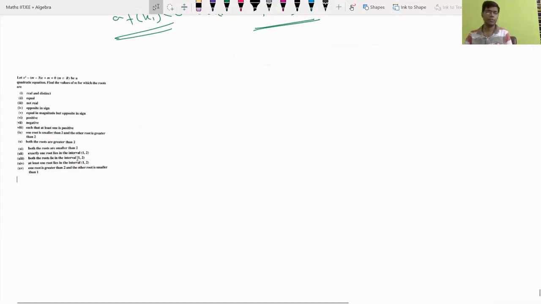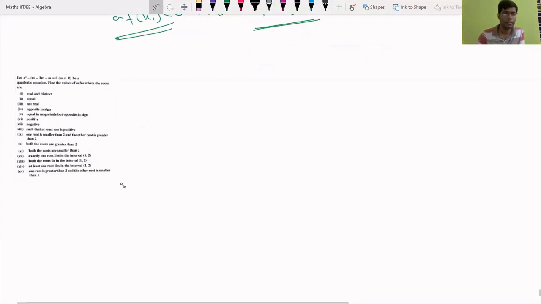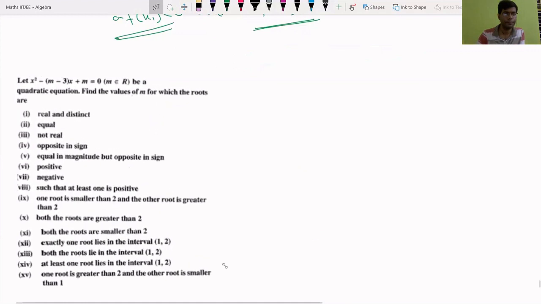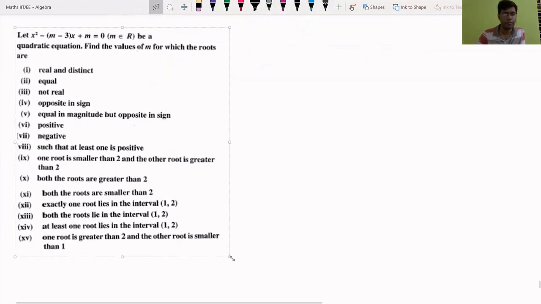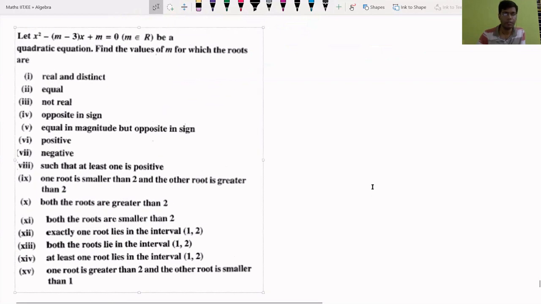So let's do this question. Let's make it a little bigger. Yeah, it has a lot of bits, and by solving this one question, our location of roots concept should get clear. Okay, so he has given a quadratic equation, and he's asking us to find the values of m for which he's putting restrictions on the roots.